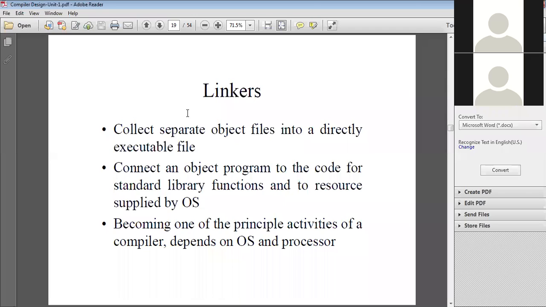Connect an object program to the code for standard library functions. This becomes one of the principal activities of a compiler and depends on the OS and the processor. So it also depends on the operating system and the speed of the processor. So linkers provide the linkage.